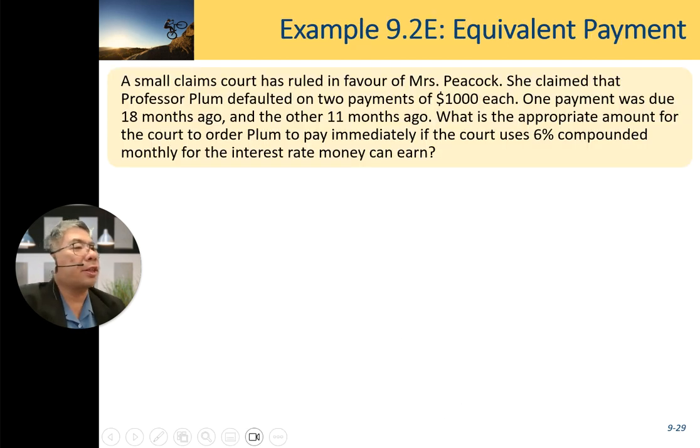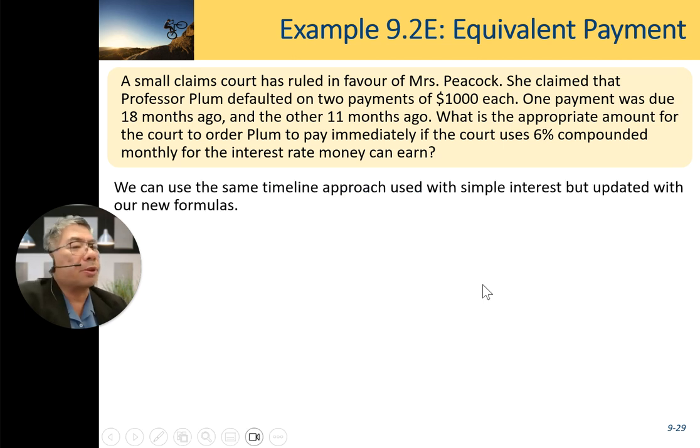Okay, this is another example of a claim in court. Mrs. Peacock claimed that Prophet Islam defaulted on 2 payments, 1,000 each. One payment was due 18 months ago, and the other 11 months ago. What is the appropriate amount for the court to order the claimant to be paid immediately? The court used 6%.